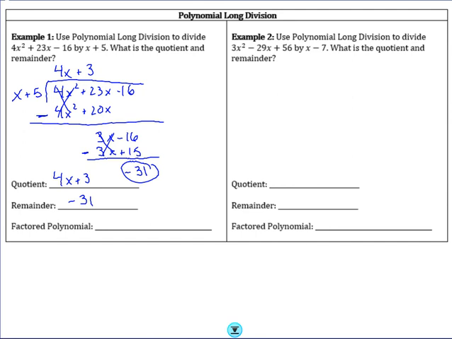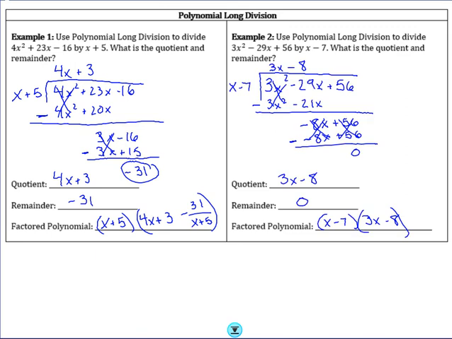Alright, and then when we write it factored, we're going to write what we divided by, so x plus 5, and then what we got, which is 4x plus 3, and then our remainder is minus 31 over x plus 5, because that's what we divided by. Alright, and that's polynomial long division. So I want you to pause here and try example 2 on your own, and then come back and check, see if you got the same thing I did.